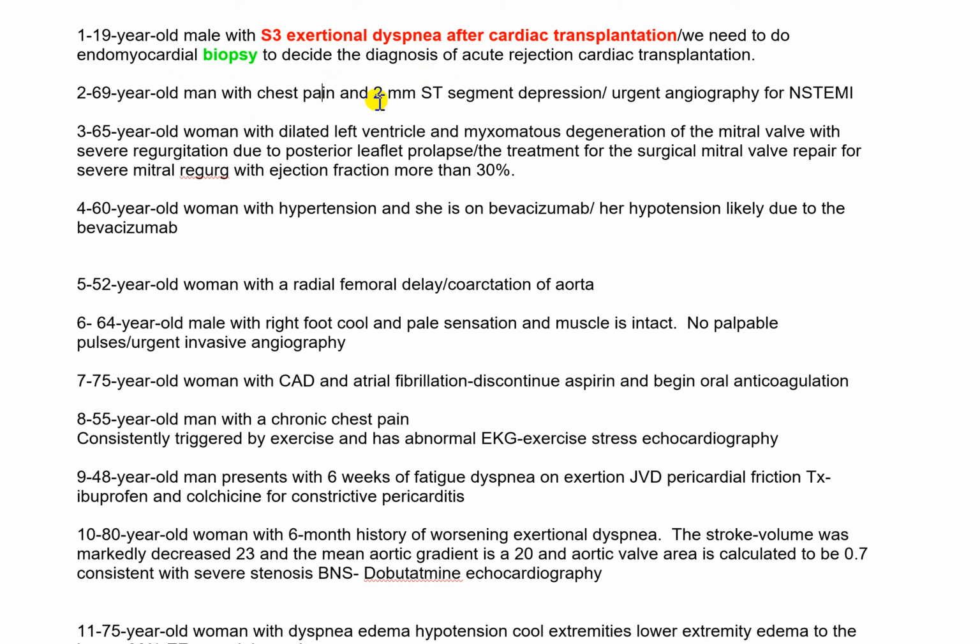And the second idea of the question is when you see chest pain with ST segment elevation, this is a heart attack, and the treatment is angiography.